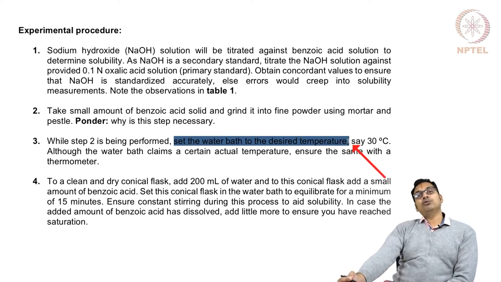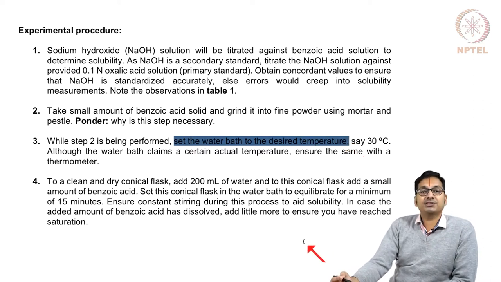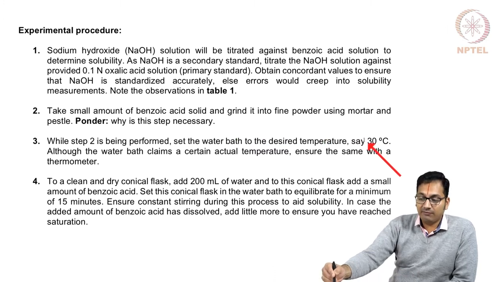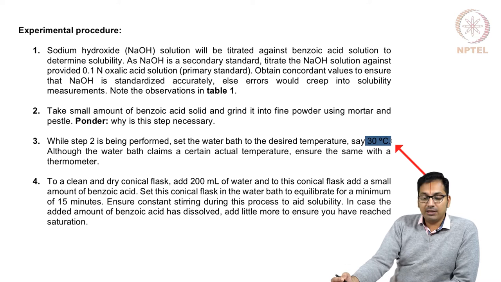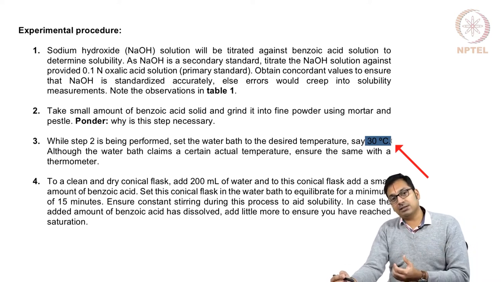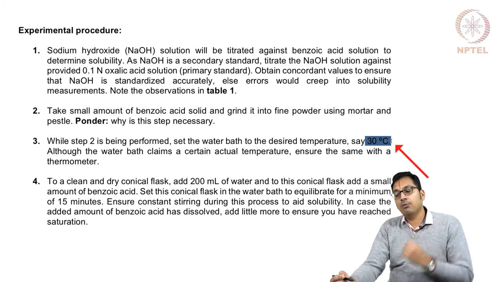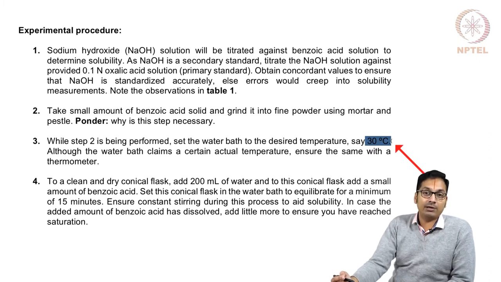So this is how you will be making sure the temperature is equilibrated, and therefore you will be able to measure a certain given value at any given temperature. So here we are saying set it at 30 degrees. We will see that although the water bath has a certain setting in terms of the knobs, one has to be careful using a thermometer to ensure that you are indeed measuring that temperature.